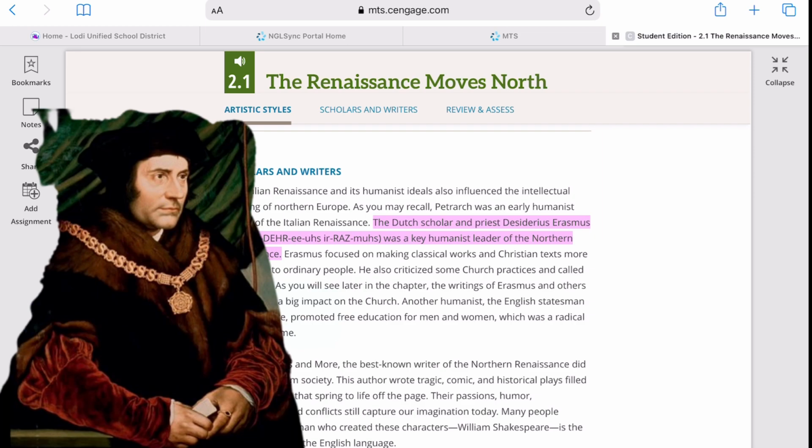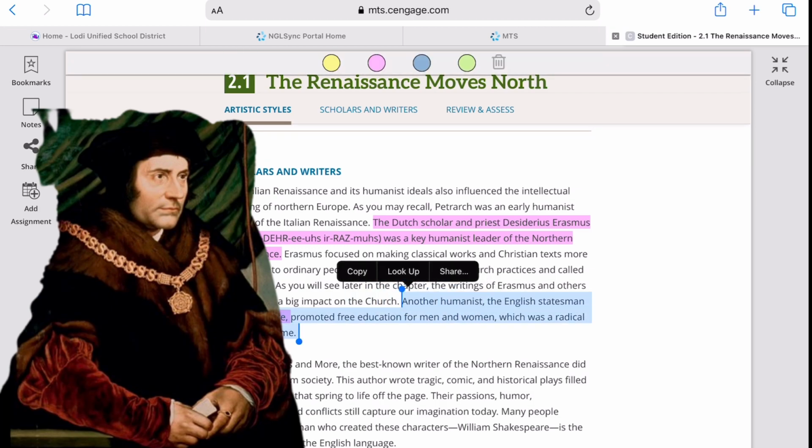Another humanist thinker, an English statesman by the name Thomas More, promoted free education for men and women, which was a radical idea during this time. You have to understand that education was not for everyone at this time in history, and to do something like this is really something new and, for lack of a better word, is really revolutionary or radical.